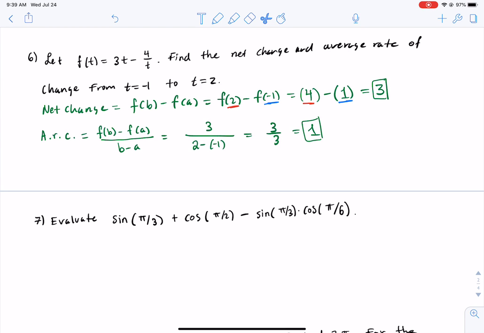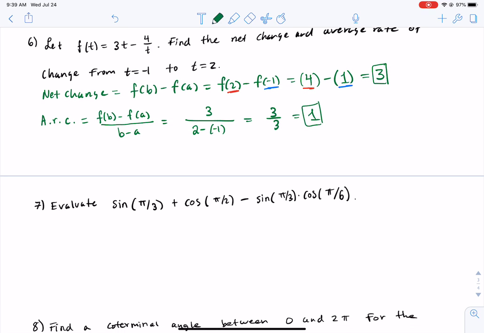Yeah. So number 7, evaluate this expression: sine of pi over 3 plus cosine of pi over 2 minus sine of pi over 3 times cosine of pi over 6. So let's see if we can fill this up. What will be sine of pi over 3?